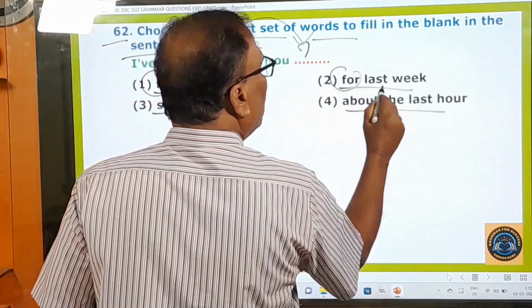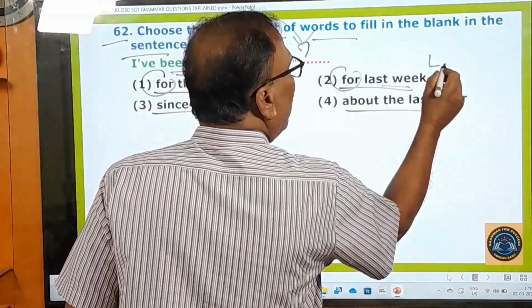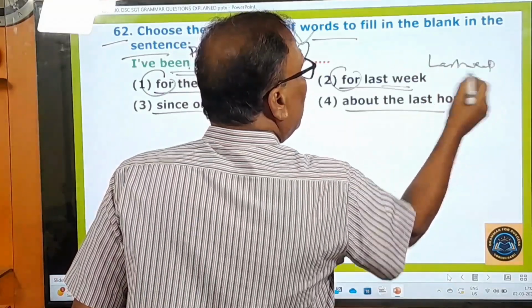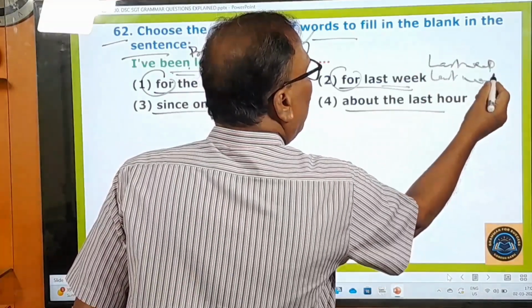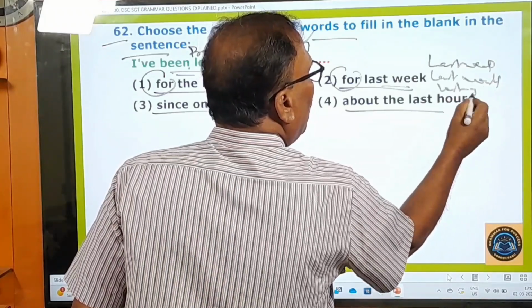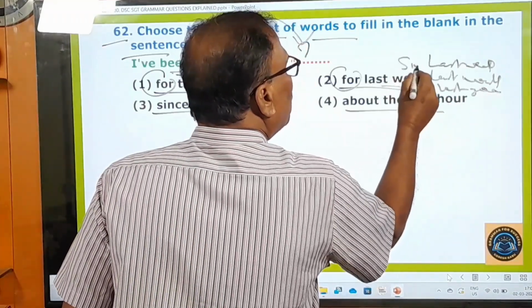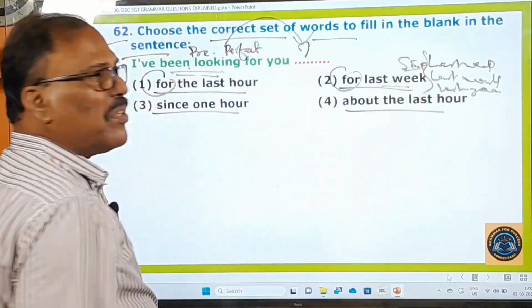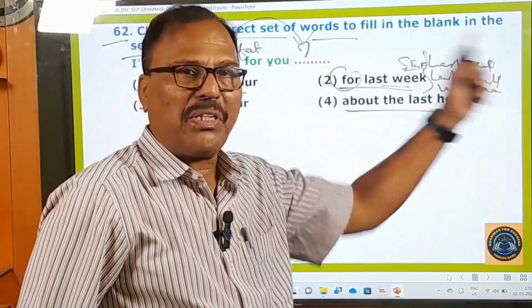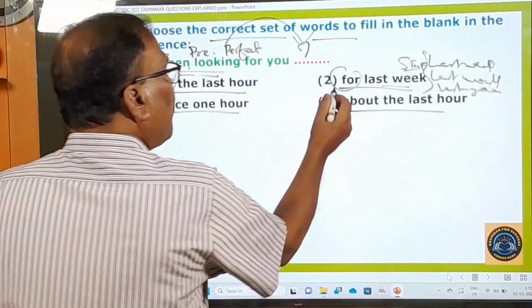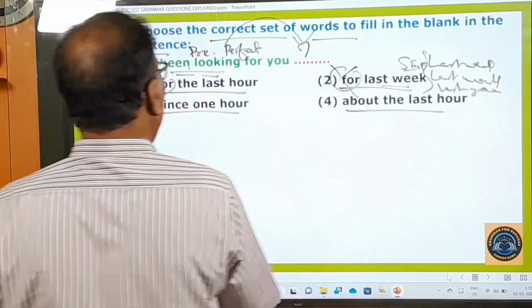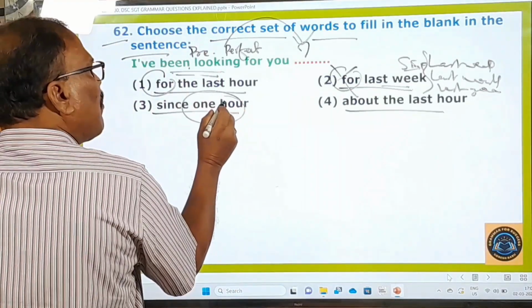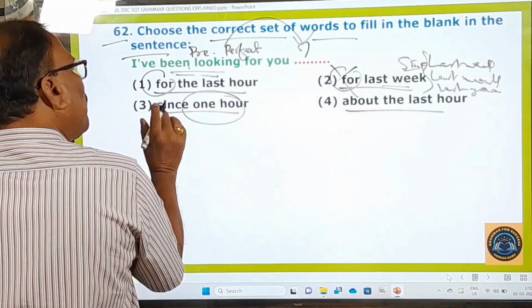For is used with last week. With last week, last month, last year, you should not use for, but you have to use since. With all of them, you have to say since last week, since last month, since last year. But for is not used. Therefore, this is wrong. With a total time or period of time, you should not use since.